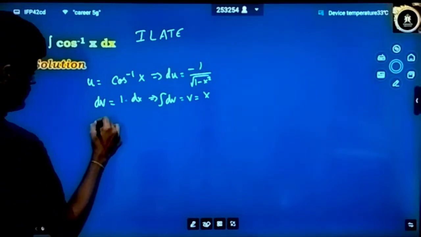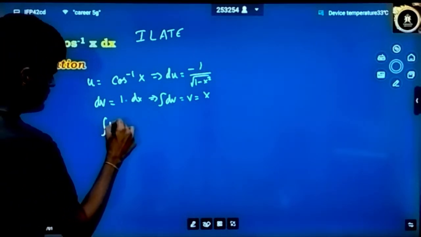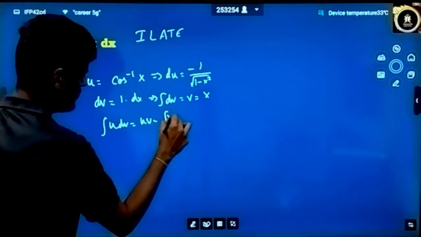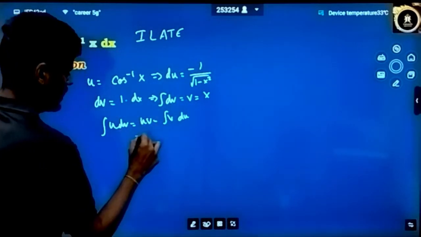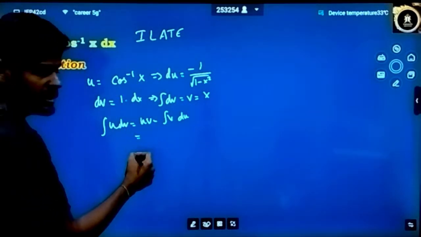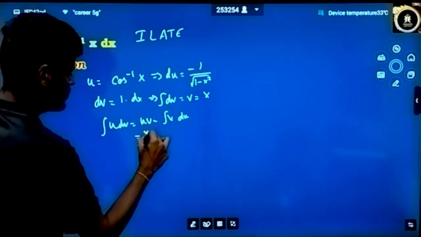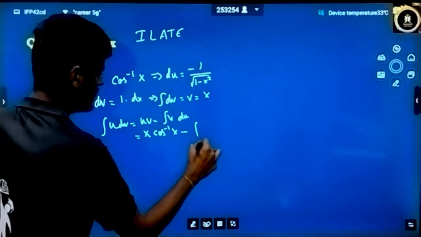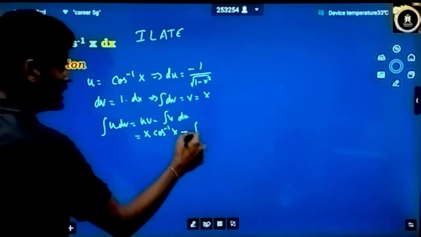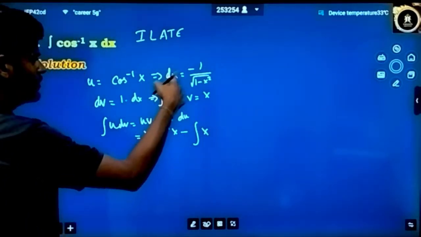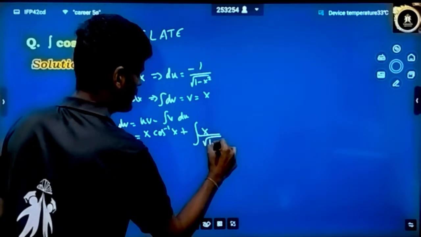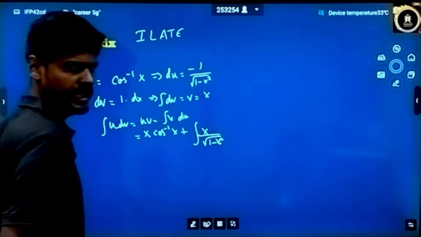that is equal to x. Then what do we get? The formula is integral u dv equals u into v minus integral v du. Okay, u is cos inverse x, v is x. So we will get x into cos inverse x minus integral of v, that is x, into du, that is minus 1 by, so we will get x by square root of 1 minus x square dx.